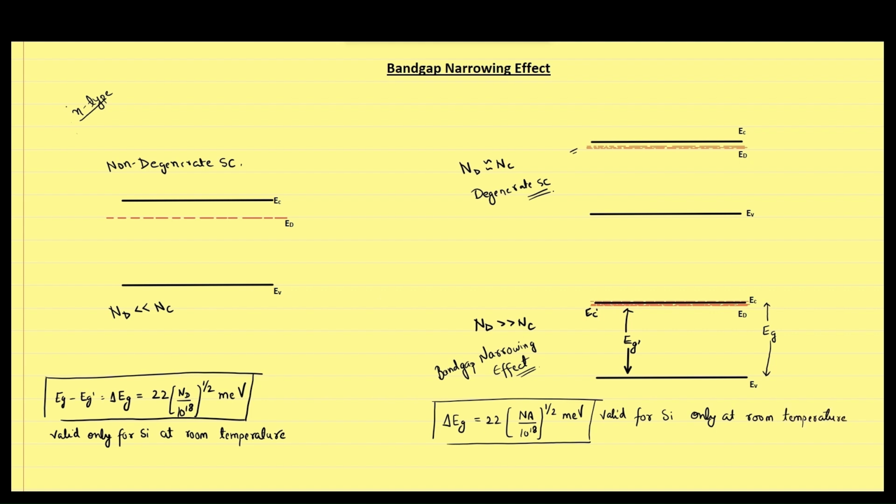Also, when we draw the conventional energy band diagram for an n-type degenerate semiconductor at 0 Kelvin, the Fermi level may even go into the conduction band, so that the extrinsic semiconductor behaves more like a metal rather than a semiconductor.